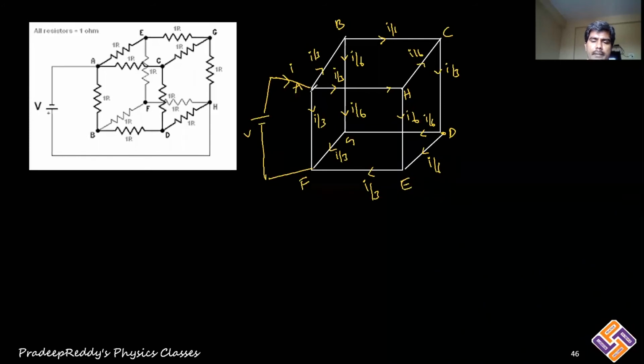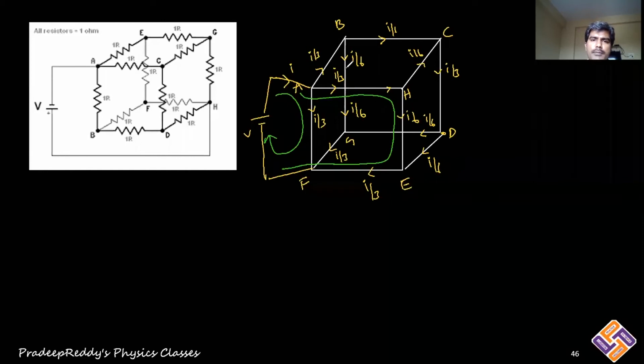Start from here A, and you can travel along this. You can take this path: A, E, and F. Even you can take this path also. It's not an issue. Effective value of resistor will be very less. You will be getting very small value in this case.